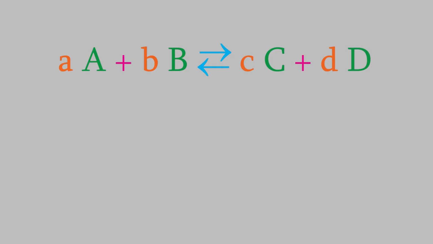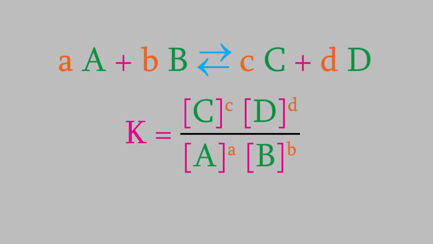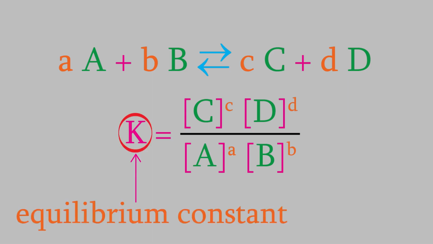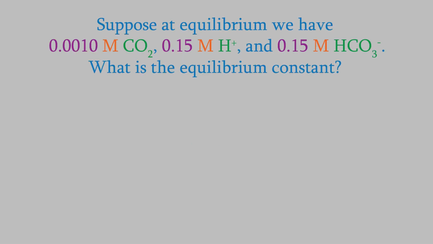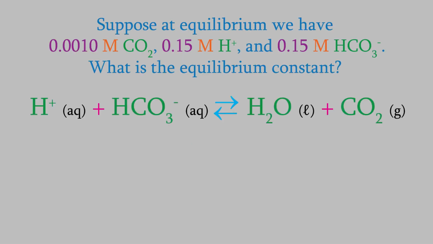We've seen that we can write concentrations of compounds in a reversible reaction in this ratio, and that the ratio always has the same value at equilibrium, called K, the equilibrium constant. Let's see what else we can do with that. Suppose we're studying this reaction, and at equilibrium we have 0.0010 molar CO2, 0.15 molar hydrogen ion, and 0.15 molar bicarbonate ion. What's the equilibrium constant? This is a problem we already know how to solve.